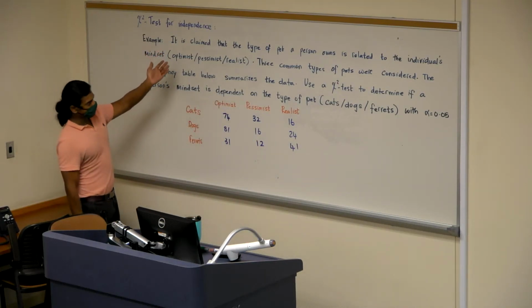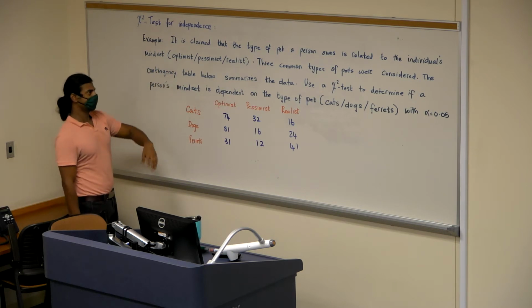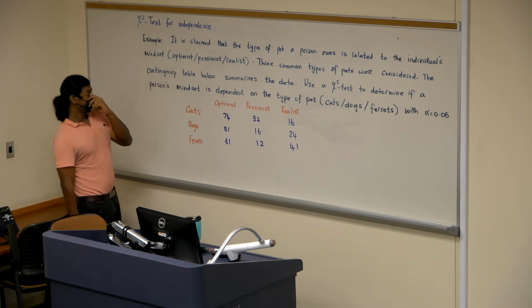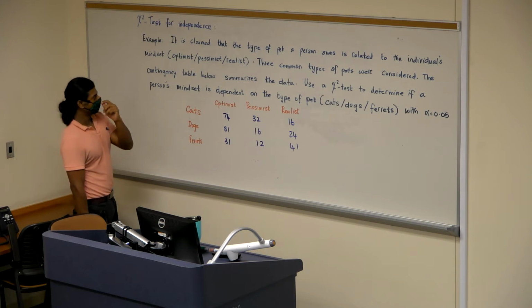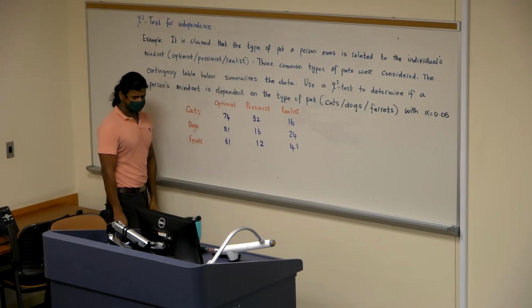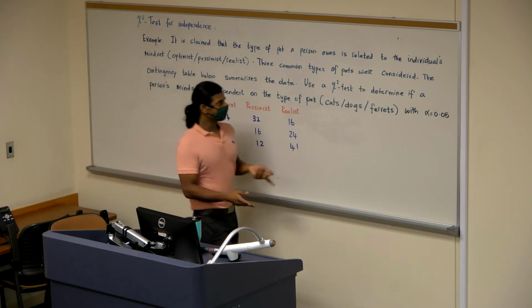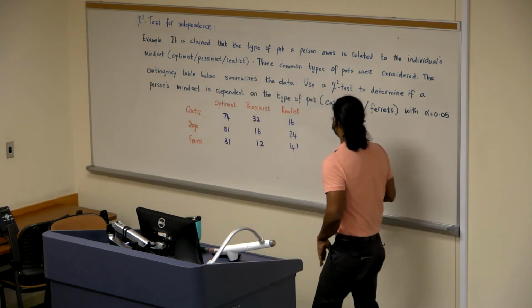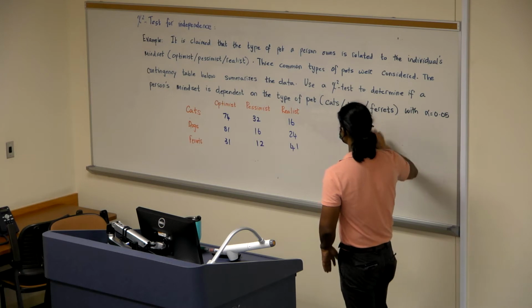Someone is making a claim that the type of pet a person owns is related to the individual's mindset, be it an optimist, a pessimist, or a realist. And we look at three common types of pets, which would be cats, dogs, and ferrets.